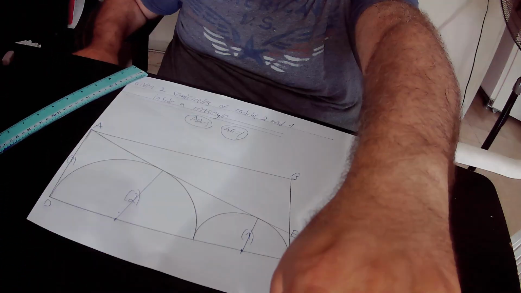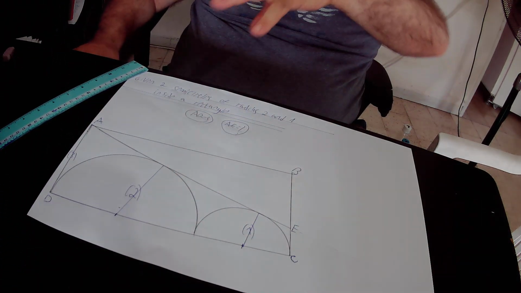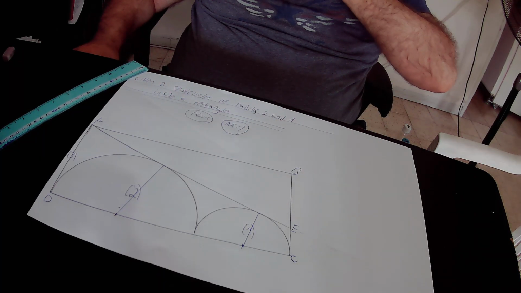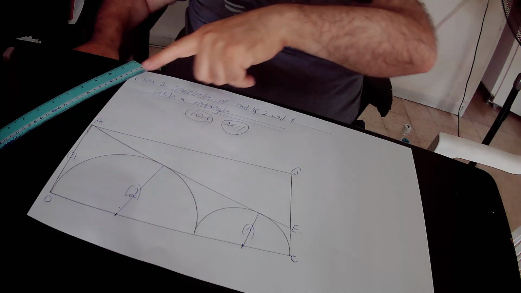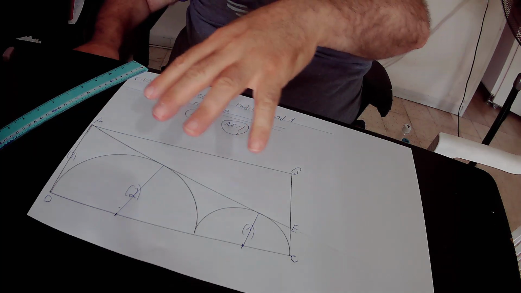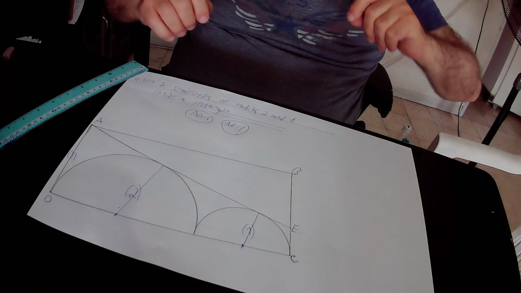And now in this lecture we'll find out the length of line segment AE. In the drawing we have rectangle ABCD. We know that side AD of this rectangle is equal to 3 units in its length. Inside this rectangle we have those two semicircles.